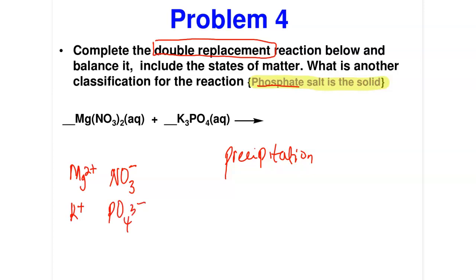What is happening here? Let's see. The exchange now happens. Magnesium will now go and take this guy. These 2 will combine. These 2 will combine. So if magnesium goes to this guy, magnesium is 2+, this is 3-. They're going to exchange. So what am I going to have?